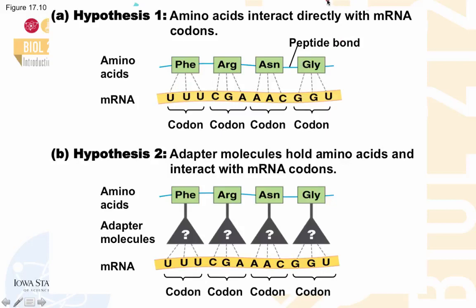As shown in this graphical representation of the two hypotheses, according to the first hypothesis, scientists proposed that amino acids somehow directly read the information in mRNA, codon by codon, and combined with each other to form a polypeptide. On the other hand, Francis Crick proposed that there were adapter molecules that were reading the information in mRNA codons and using that information to catalyze the formation of peptide bonds between amino acids, constructing a polypeptide chain.